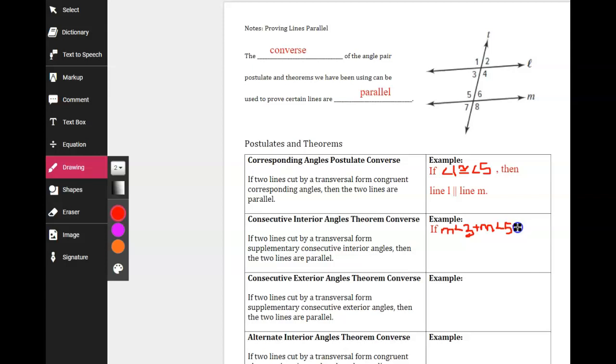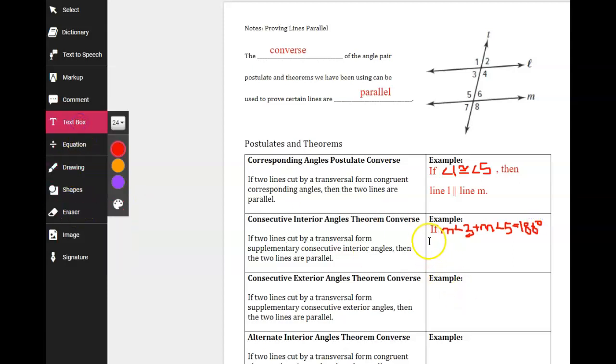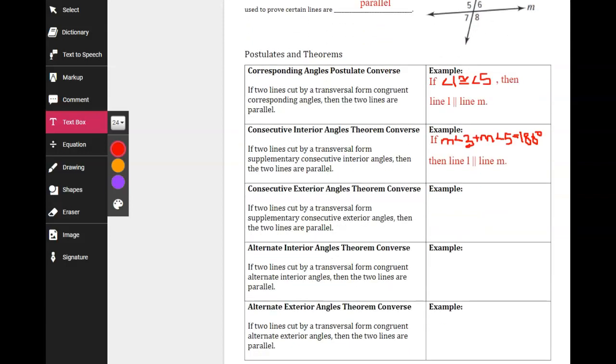So if you add those up and you can get 180 degrees, then we can say that line L is parallel to line M. Okay? So as long as we can make these claims true, we can either make these angles congruent or we can make the angle pair supplementary, then we can show that these lines are parallel to each other. So let's move on to the consecutive exterior angle theorem.